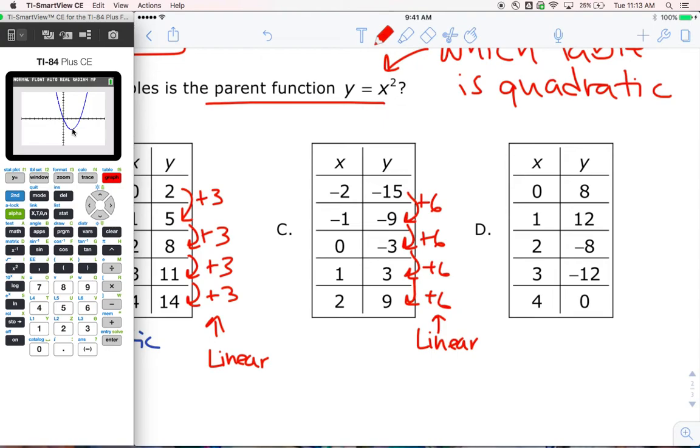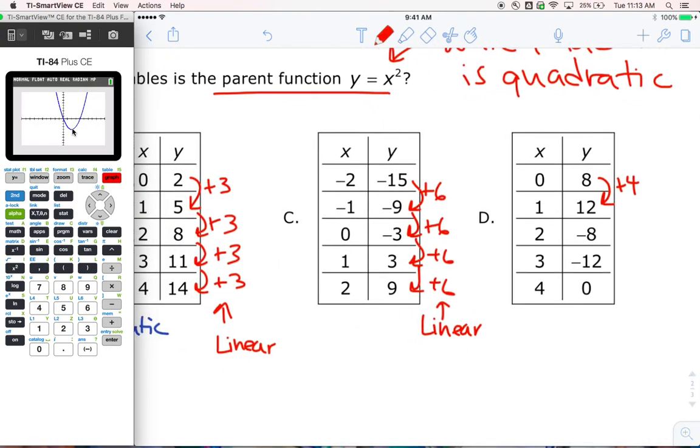And this last one here, let's see, it looks like I'm adding 4. Oof, now what am I doing? I'm taking away 20. Is that right? Adding 4, taking away 20. Then I'm taking away 4, and then I'm adding 12. Okay, so it's not linear.